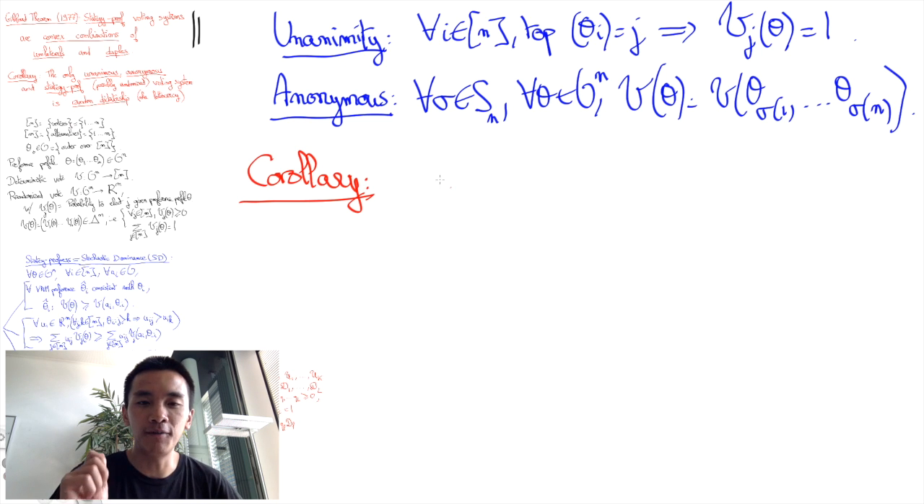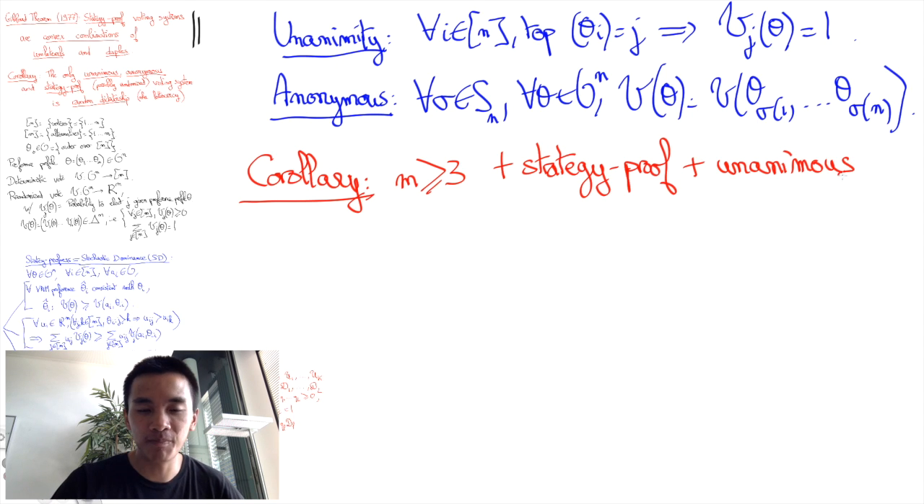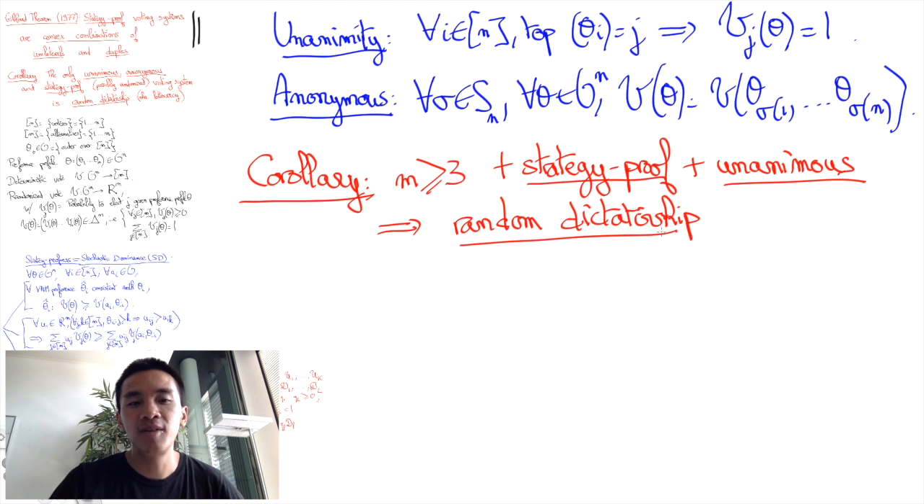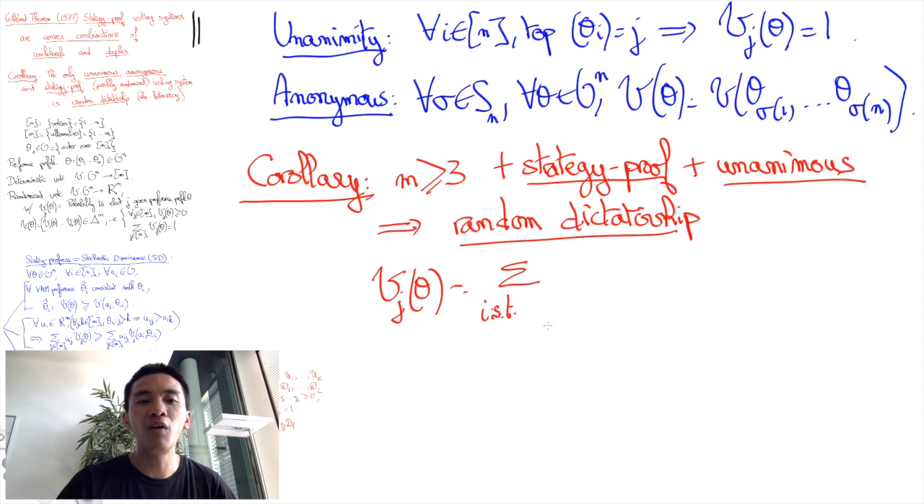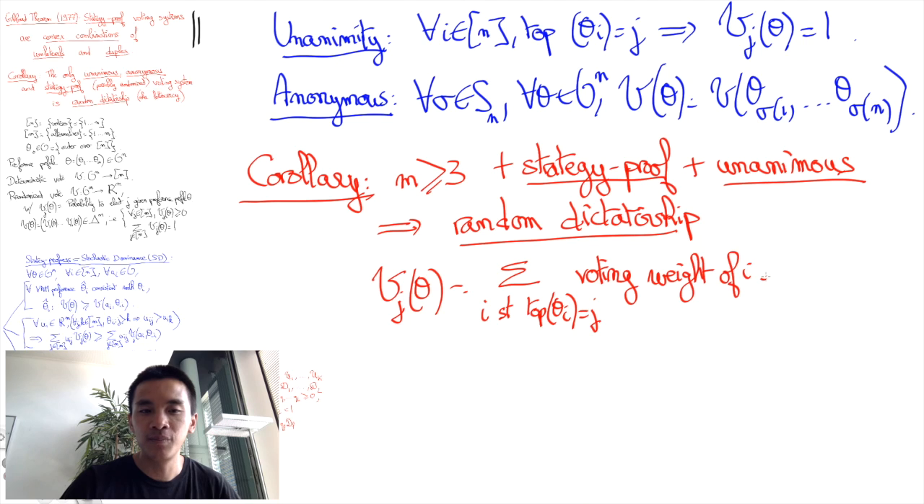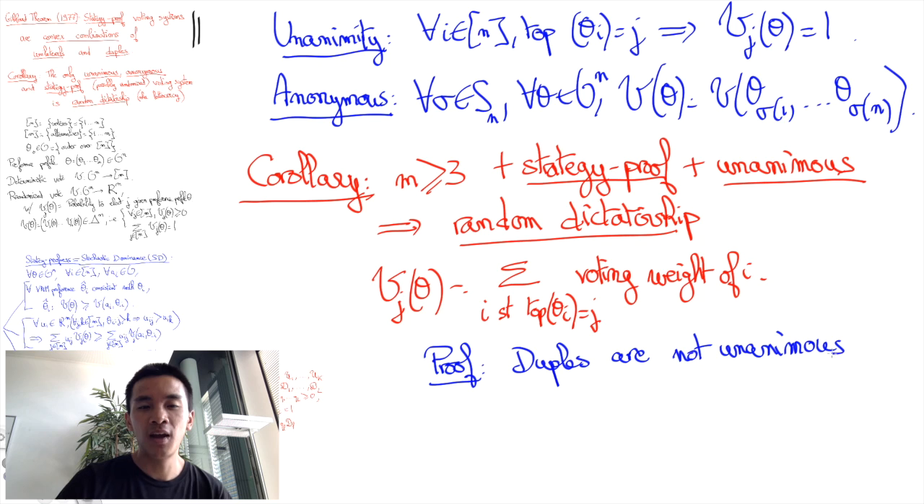A corollary of Gibbard's theorem is that if there are at least m greater than or equal to 3 alternatives, and if V is strategy proof and unanimous, then it is a random dictatorship. That is, the probability of election of alternative J is the sum of the weights of voters whose top choices are alternative J. Indeed, this is because dupoles are not unanimous, and the only unanimous strategy-proof unilaterals are the ones that elect the dictator I's top choice with probability 1.